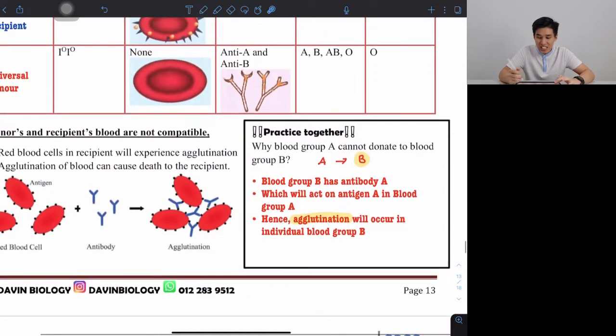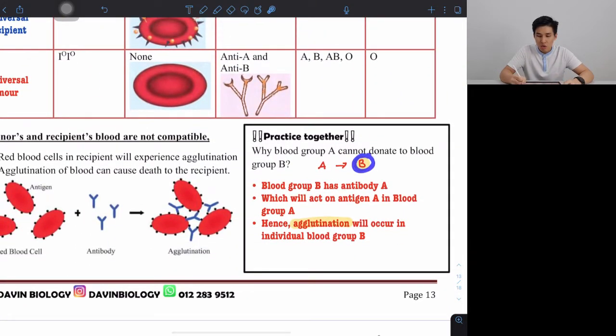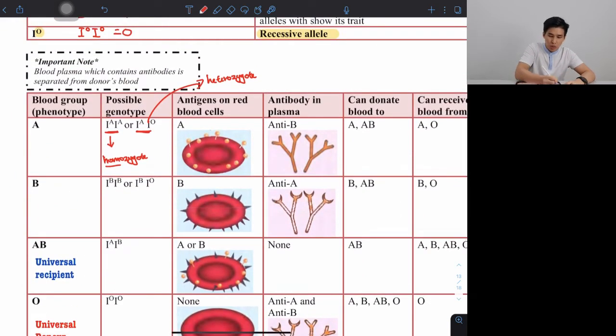Because right now, A is donating to B. As I told you just now, you must look from the recipient's perspective. When you're donating blood to someone, you don't donate the antibody, remember. When you donate blood, the lab will remove the blood plasma and the antibody, and you will be donating only the red blood cells to the recipient. So this A is not going to donate the anti-B. So that is irrelevant. You cannot say the anti-B acts on the antigen B.